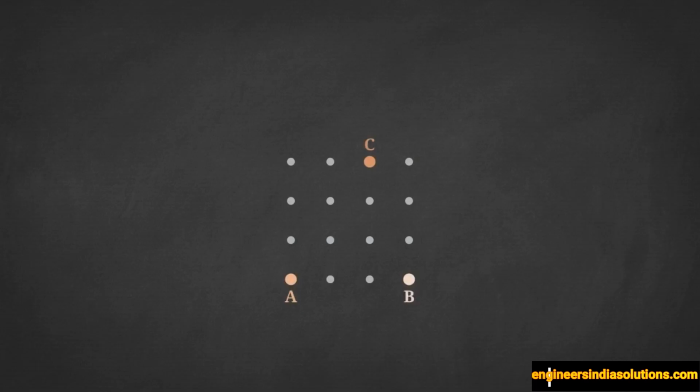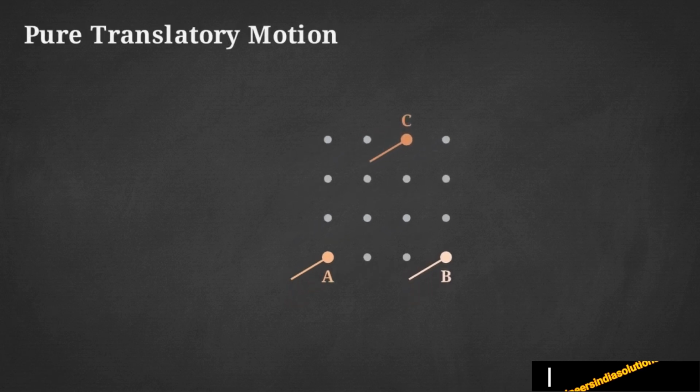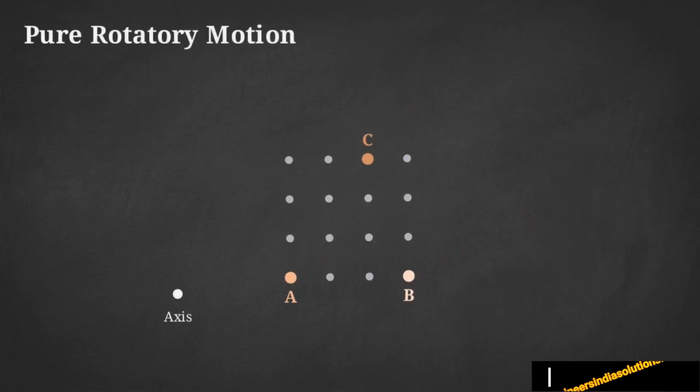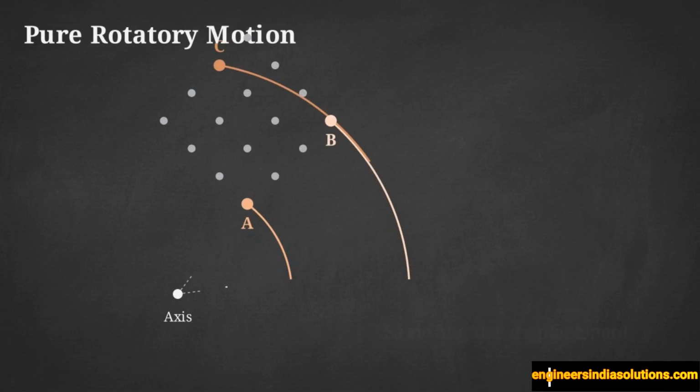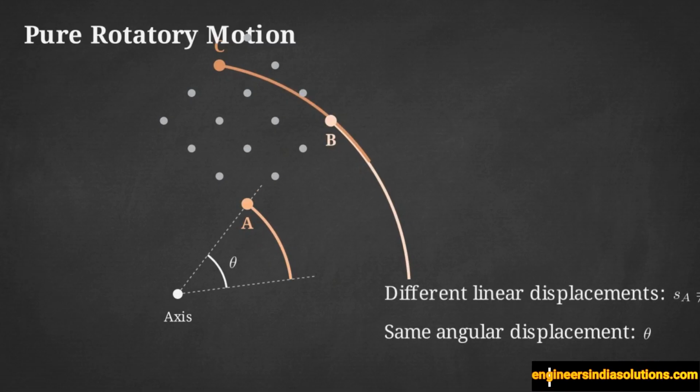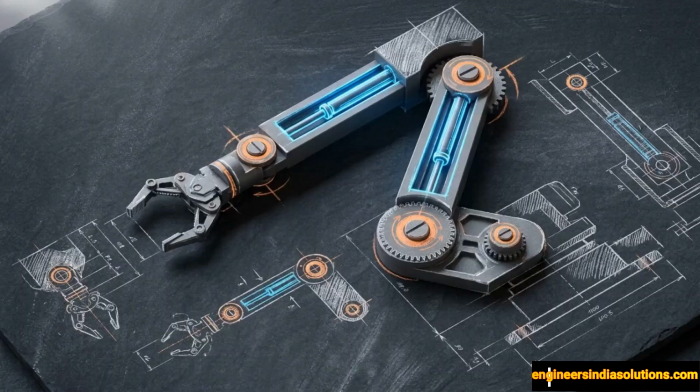We define motion by looking at the displacement of individual points, rather than looking at the object as a single unit. If every point on an object shares the same linear displacement, the object is in pure translatory motion. If every point shares the same angular displacement, but has different linear displacements, it is pure rotatory motion. This is the rule used to deconstruct any complex physical movement.